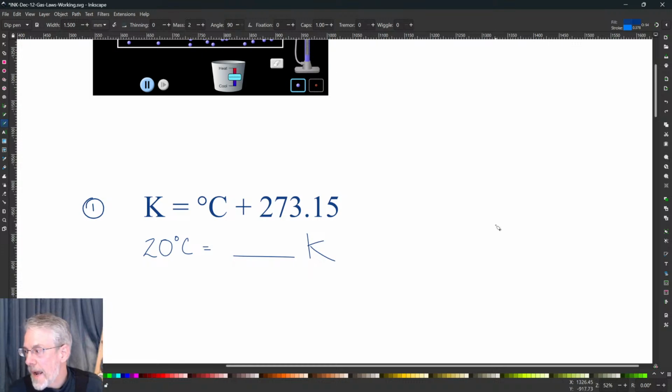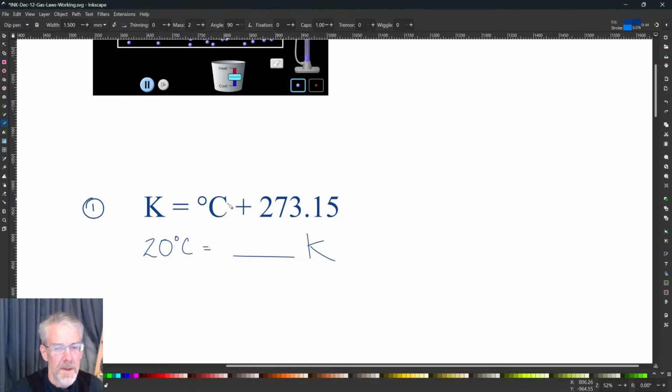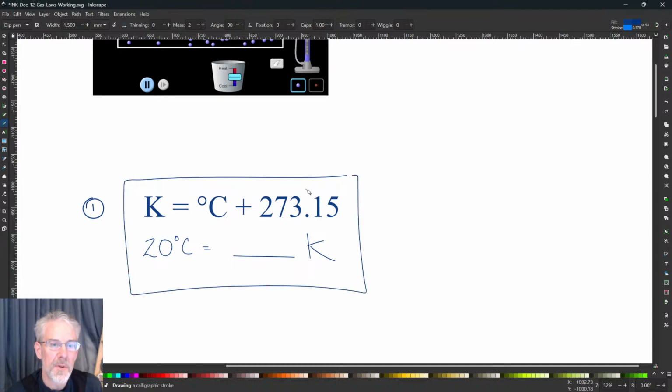All right. So when you're doing the gas laws, you need to make sure that you're always working in Kelvin. Sometimes you can get away with Celsius with the combined gas law, but for PV equals nRT, always use Kelvin, and I always use Kelvin for the combined gas law as well. So take a second, see if you can figure out what 20 degrees Celsius is as Kelvin.